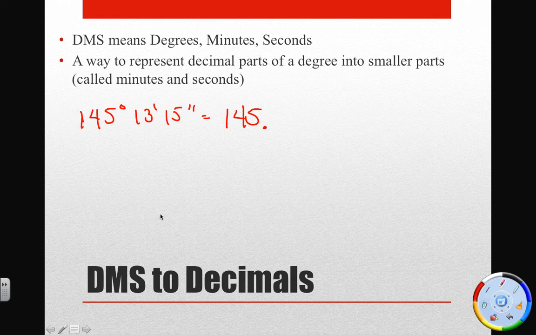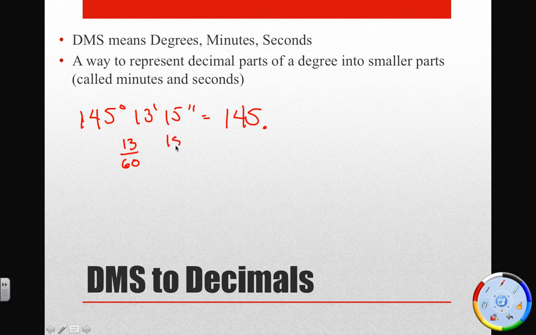So here's what we have to do. We have to look at each of the smaller parts. And let's start with 13 minutes. And here's where we're going to compare the minutes to what we know about a clock. We know there are 60 minutes in 1 hour. Well, it just so happens there's 60 minutes in 1 degree. So this really is 13 out of 60. This 13 minutes is 13 minutes out of a possible 60 minutes for 1 degree.